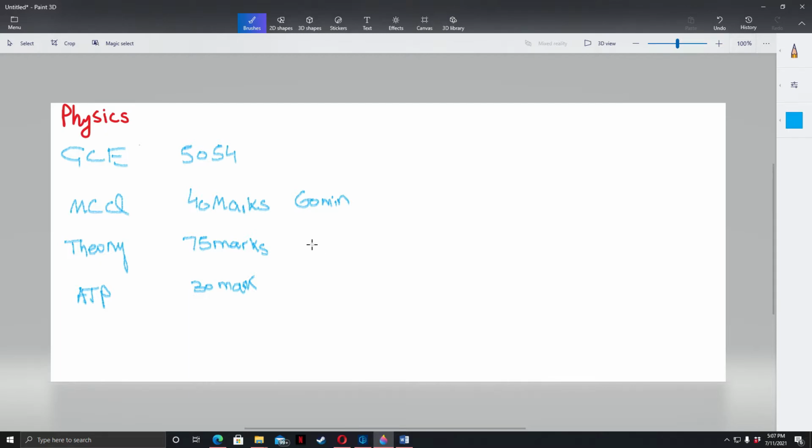The time given to you to solve theory is 1 hour and 45 minutes. Plenty of time. And then for ATP, 1 hour. Questions are from experimental techniques. We will see the types of questions during our course. Then we have IGCSE.